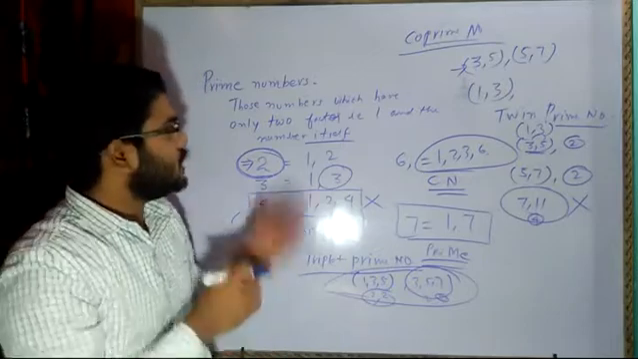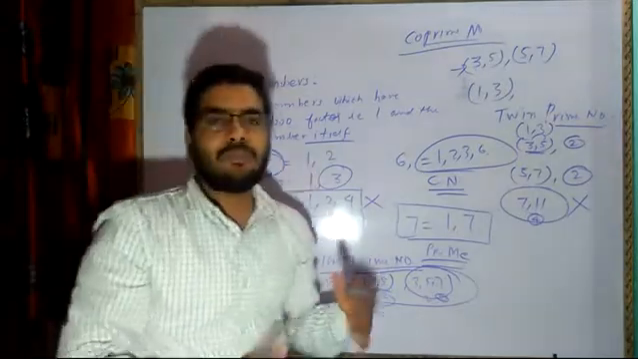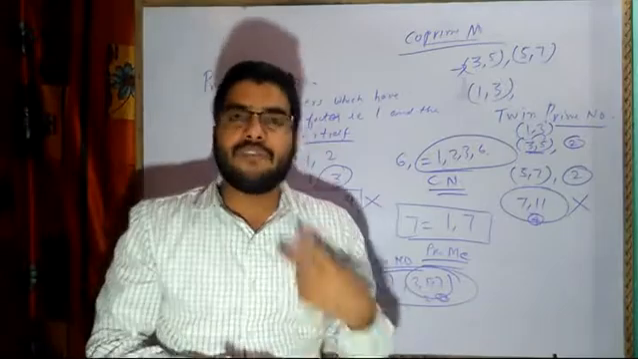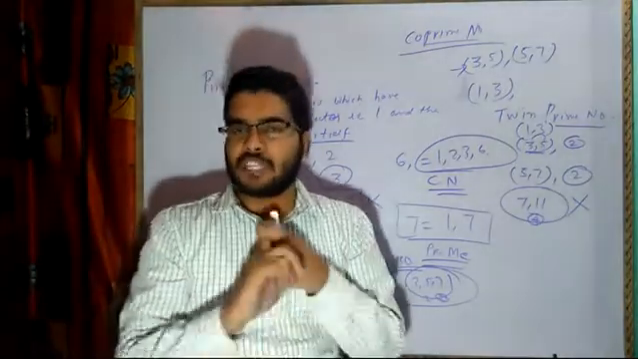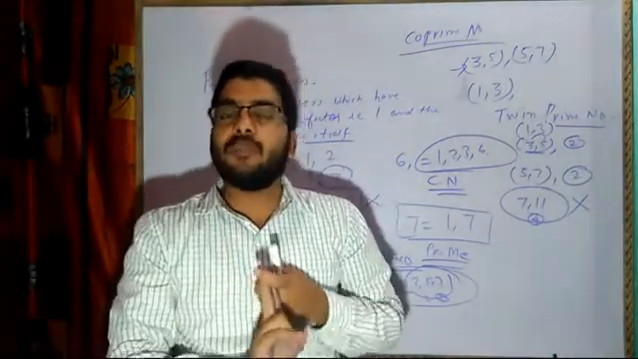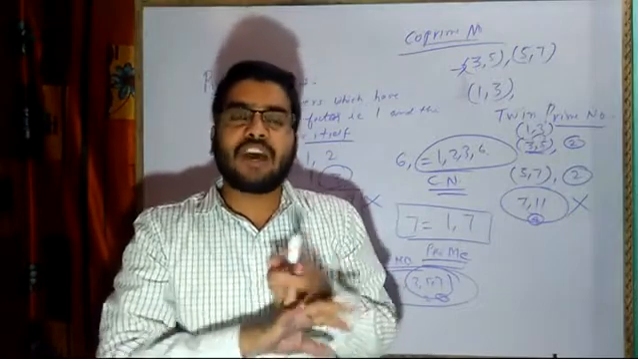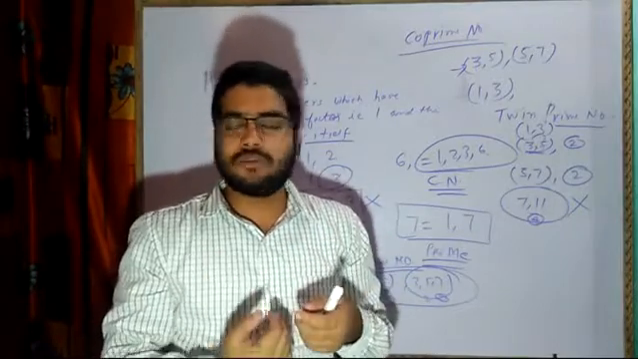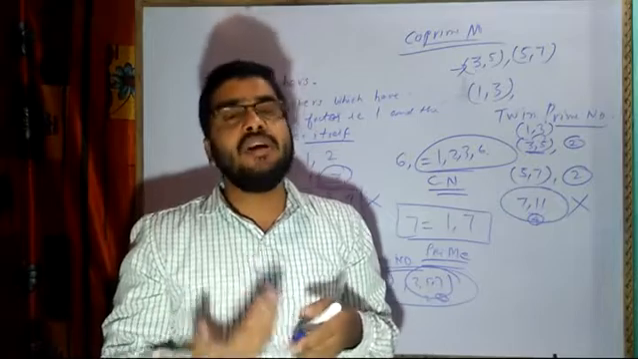I hope it is clear what the difference is between prime numbers and composite numbers. A number which has only 2 factors, that is 1 and the number itself, is said to be a prime number, and the numbers which have more than 2 factors are said to be composite numbers.